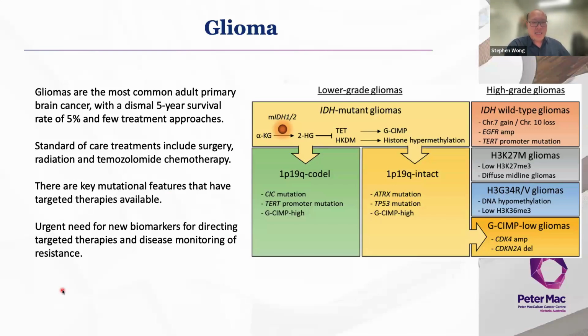Like other cancers, glioma has a very well-defined mutational profile, and there are a number of therapeutic targets that are now being exploited for therapeutic advantage, such as IDH1 and IDH2 inhibitors. But this underlines the urgent need for new biomarkers which are able to direct these targeted therapies and provide disease monitoring strategies, for example, understanding of new treatment resistance mechanisms.